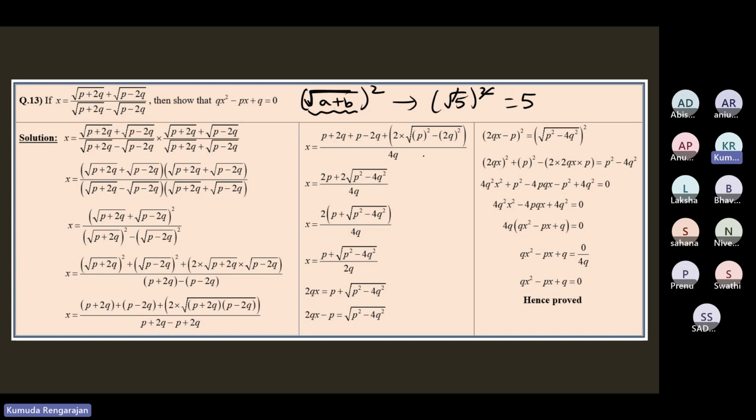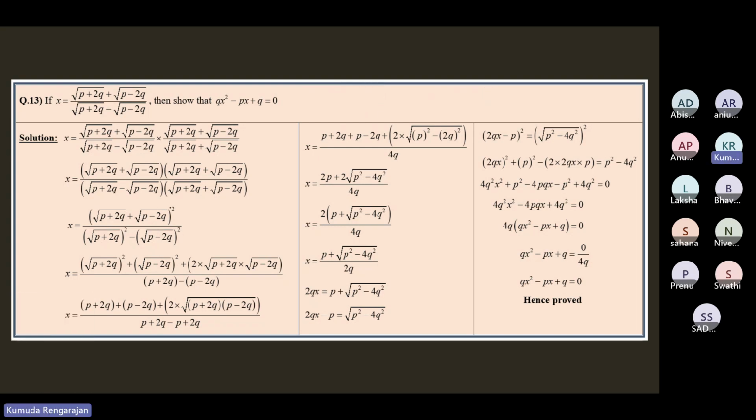You don't cancel it, I'm just telling you, you can remember like that. So the square and the square root get cancelled. So the answer is a plus b. So here the square and the square root get cancelled, so you get p plus q, minus, here also the square and the square root get cancelled, and it's p minus q.